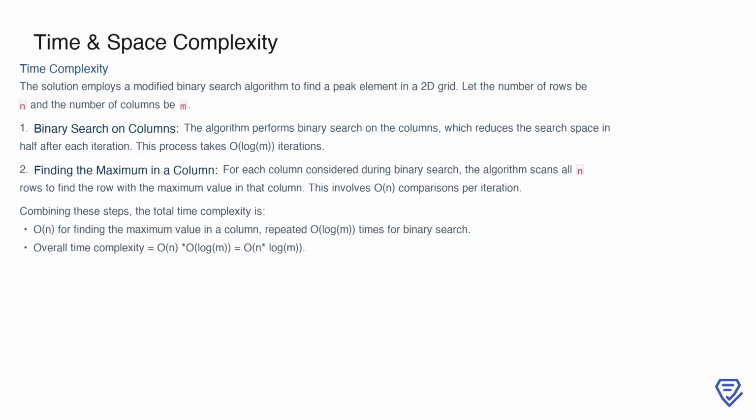For each column under consideration, we then scan all n rows to identify the row containing the maximum value in that column. This step involves n comparisons per iteration. When we combine these two processes, the overall time complexity becomes n for finding the maximum in a column, repeated log m times for the binary search. This results in a total time complexity of n*log m, which is much more efficient than a naive approach that looks at every element in the grid individually.